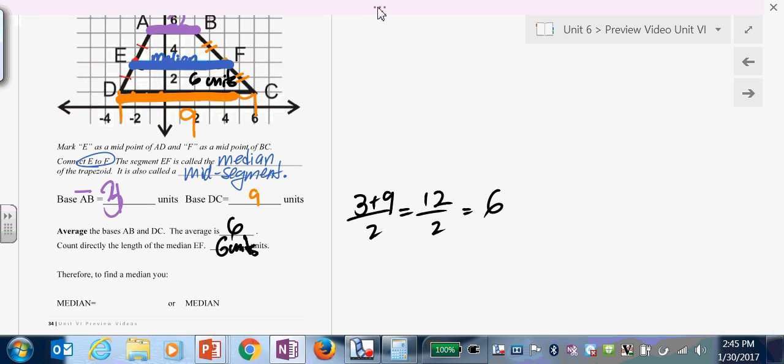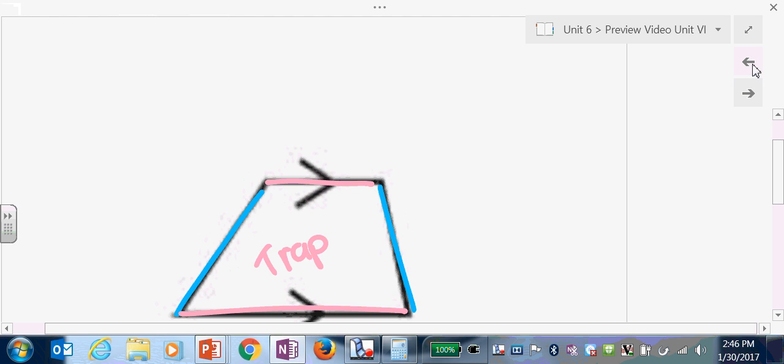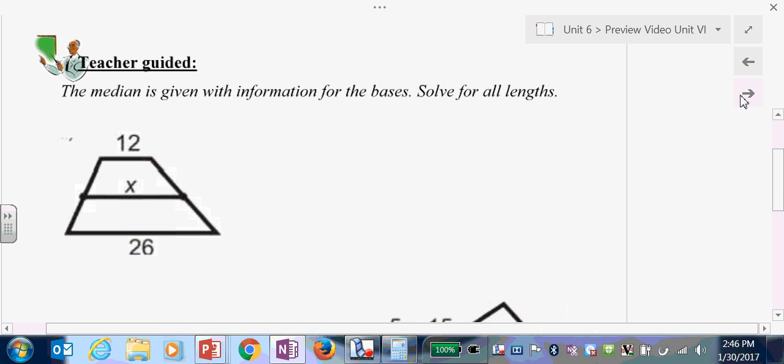So there's 2 ways I want you to simply write this. The median is simply the average of the bases. That's the descriptive version. And then the word version is median equals base plus base divided by 2, which is the concept of average. Very similar to finding a midpoint. Let's see you use this.